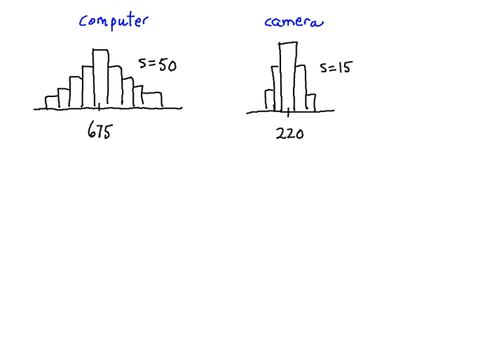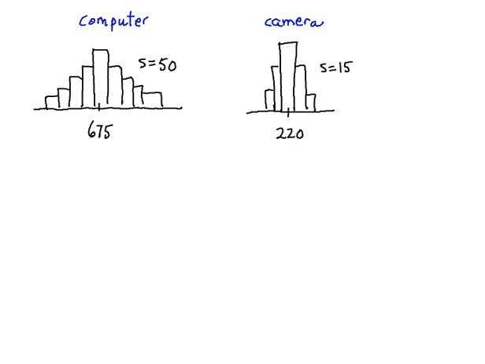Okay, in this first problem, Jack recently purchased a computer for $600 and a camera for $172. For the population of the type of computer he bought, the mean price was $675 with a standard deviation of 50. For the population of the type of camera he bought, the mean price was $220 with a standard deviation of 15. Assume that the distribution of prices for each population was bell-shaped or mound-shaped. Which purchase was the better deal? And then there's a hint there to check the z-scores.